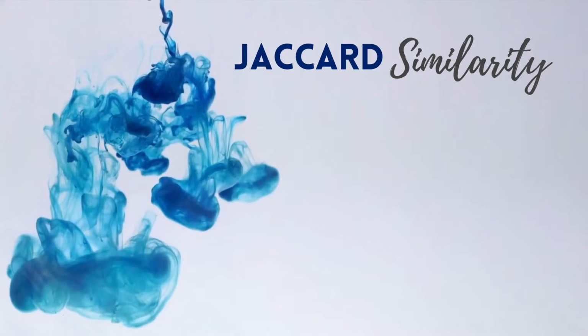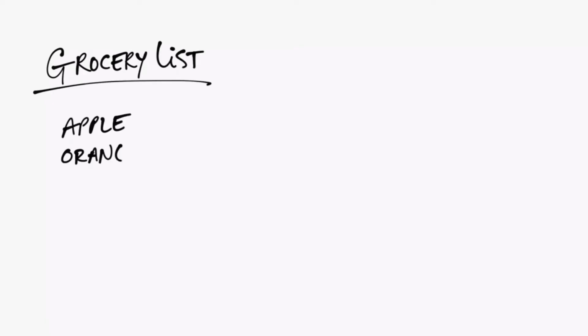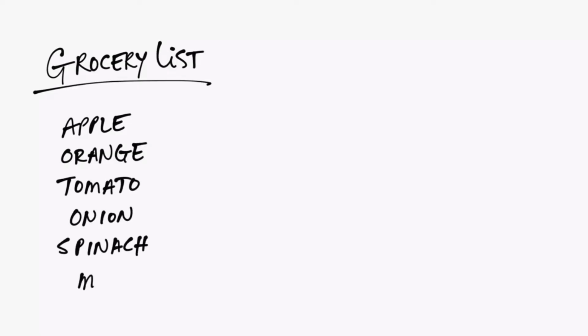Jaccard Similarity, also called the Jaccard Index, is a metric that measures the overlap between two sets of items. For a concrete example, imagine that you write out a grocery list with items that you wish to purchase. You need an apple, an orange, a tomato, an onion, some spinach, and milk.